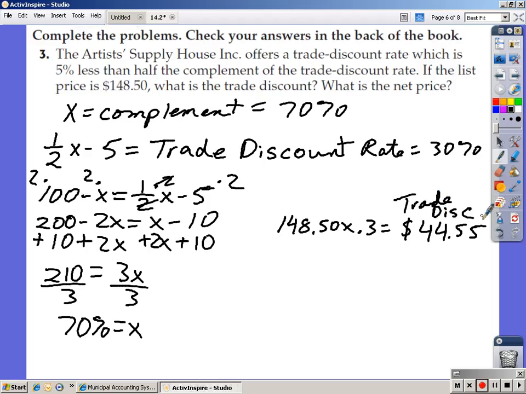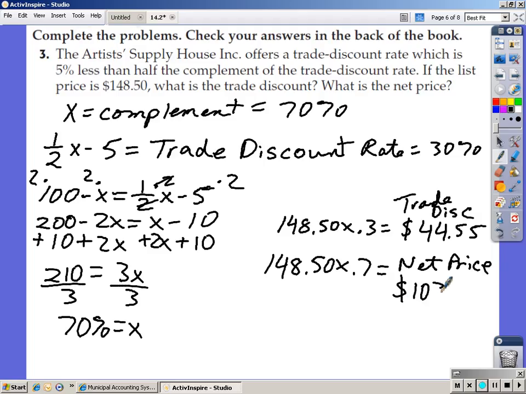And then the next question is, what is the net price? 148.50 times 0.7. The net price is $103.95.